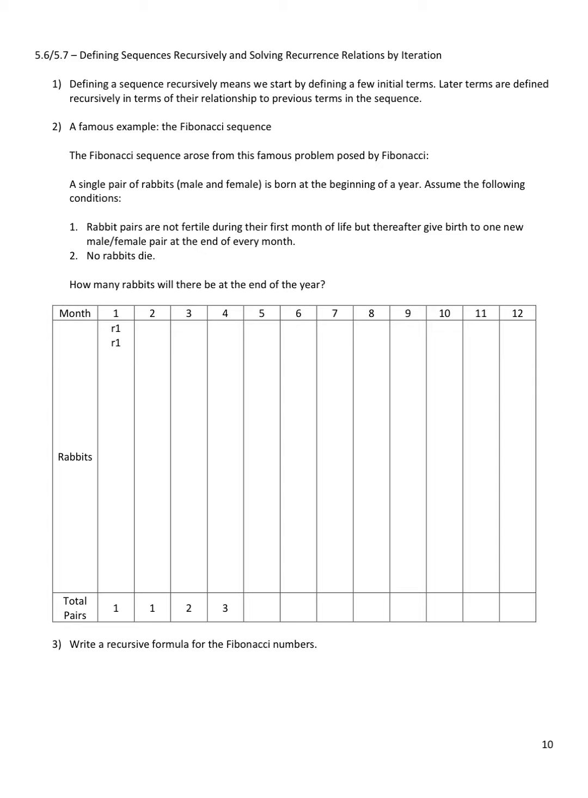So I've created a chart to help us count. We start with a single pair of rabbits. So this is R1, rabbit pair number one. And they're babies, which is why I put this in lowercase r. They were just born, which means that they are not going to reproduce into month two. They're going to grow up.